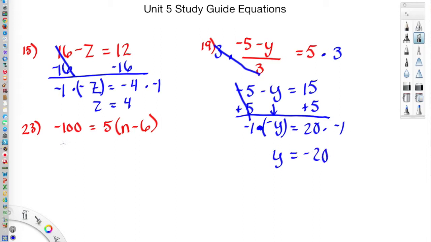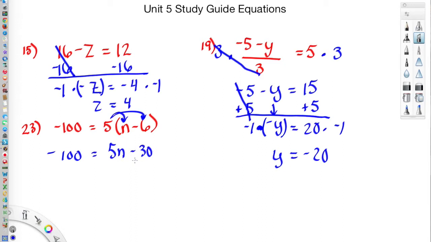Number 23. Okay, the first thing I need to do is distribute the 5 to both of the terms inside the parentheses. 5 times n is 5n. 5 times a negative 6 is a negative 30, and all of that will be equal to a negative 100. Then I have 5n minus 30.